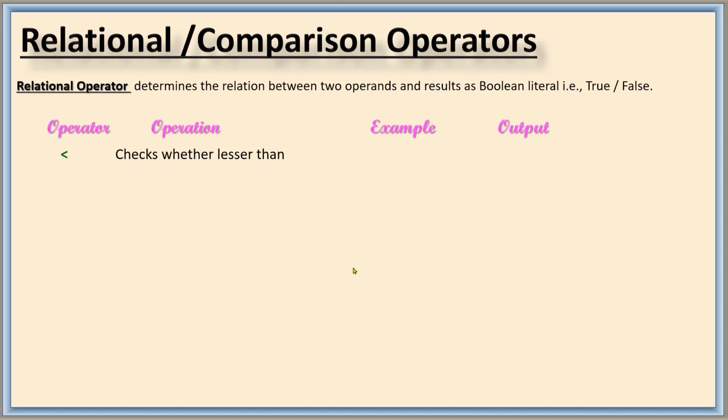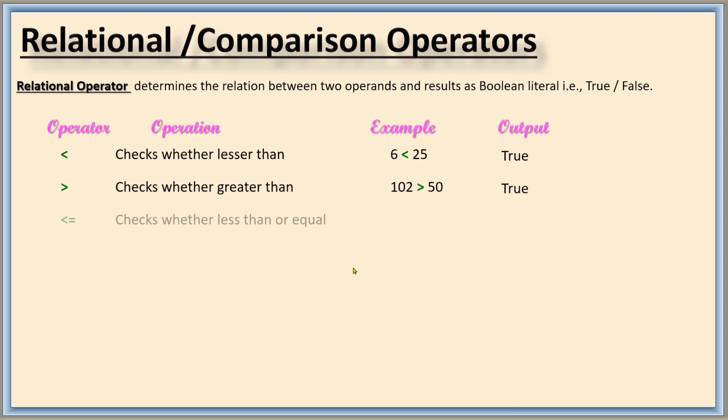The first operand, that is the left side operand, should be smaller and the right side operand should be greater. It checks whether the left operand is smaller than the right operand. For example, 6 lesser than 25. It is correct, so it will produce true as a result. Next we have the greater than symbol. The left side operand should be greater than the right side operand. For example, 102 is greater than 50. This is also correct, so it results in true.